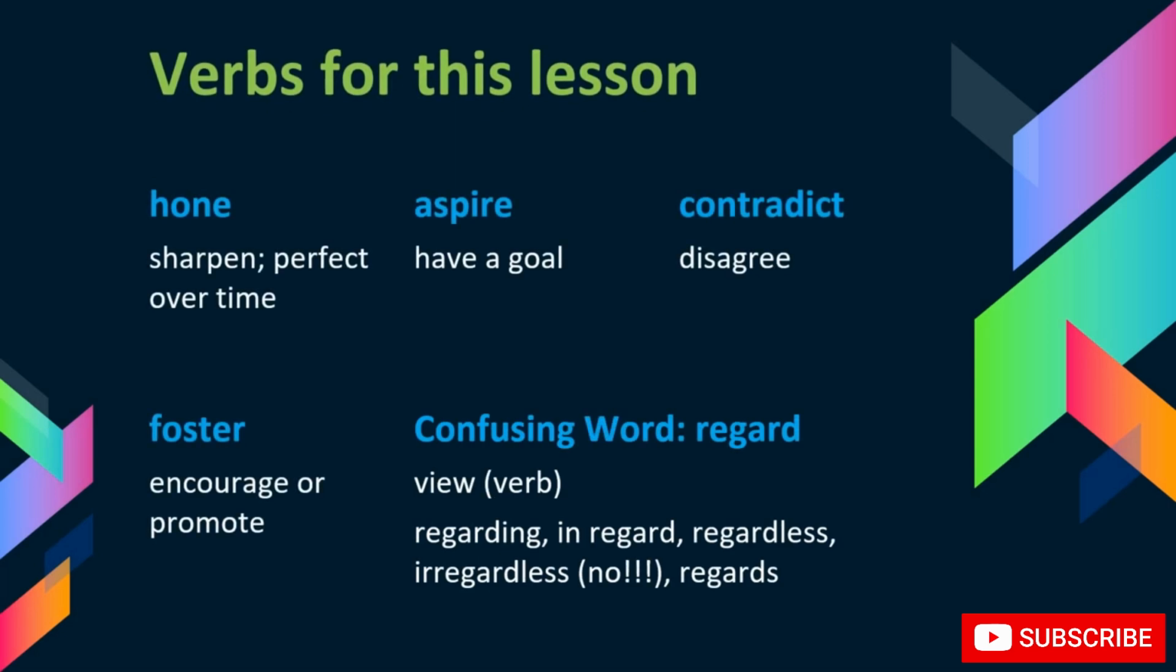And finally, let's review our verbs for this lesson. Hone, sharpen or to perfect over time. Aspire, to have a goal. Contradict, to disagree. Foster, to encourage or promote. And to regard, which means to view. And also its other forms, regarding, in regard, regardless, and finally, the valediction regards.